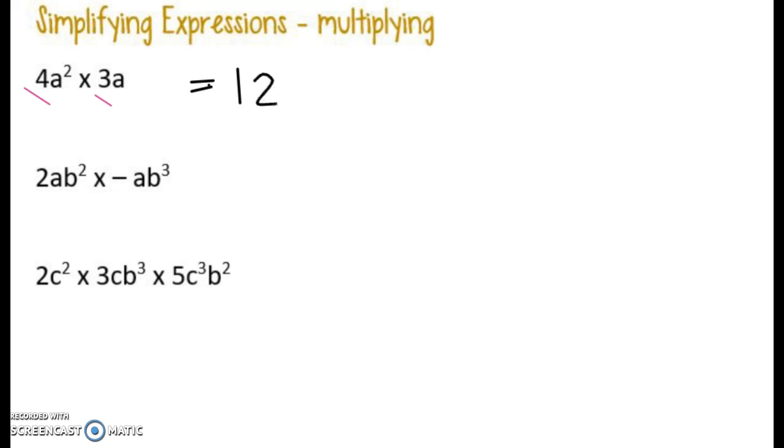Okay, so now we look at the a part of it. So here we've got a squared and we've got a. So we'll just write that out to the side here. If we had a squared, which is a times a, and we're multiplying it by another a, of course that is a to the power of 3. And that becomes our answer.